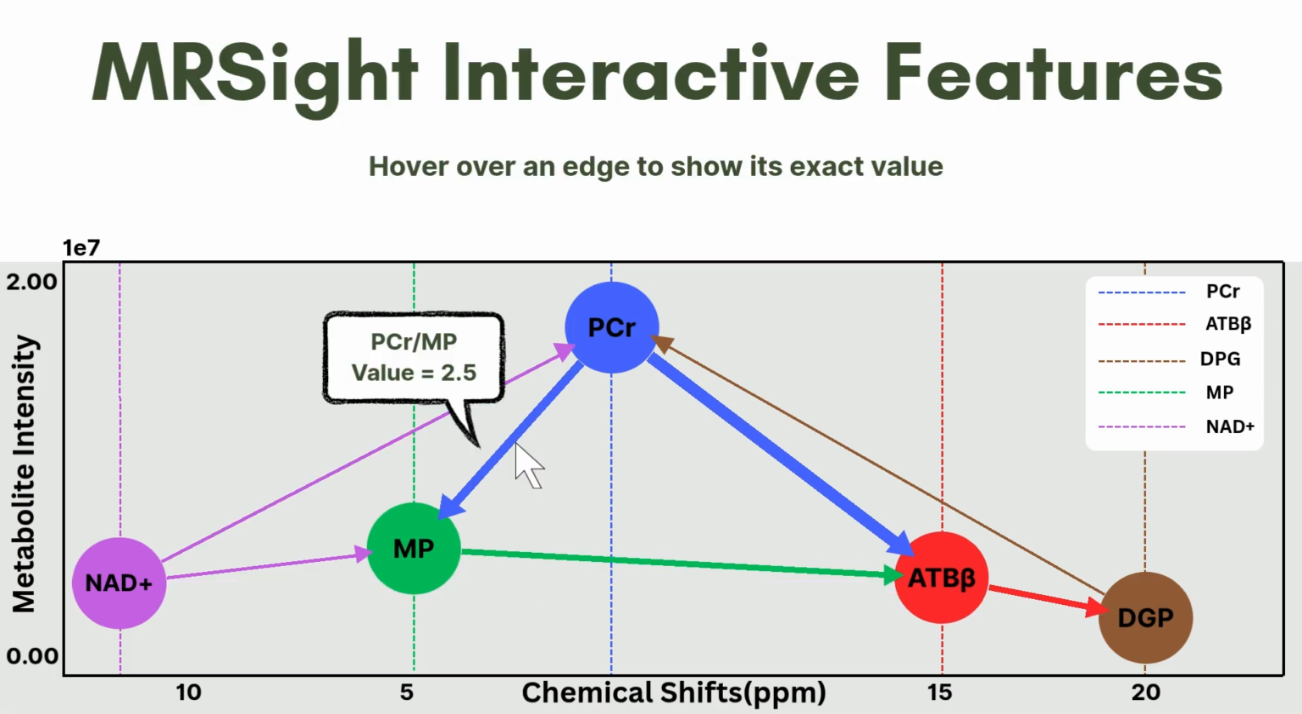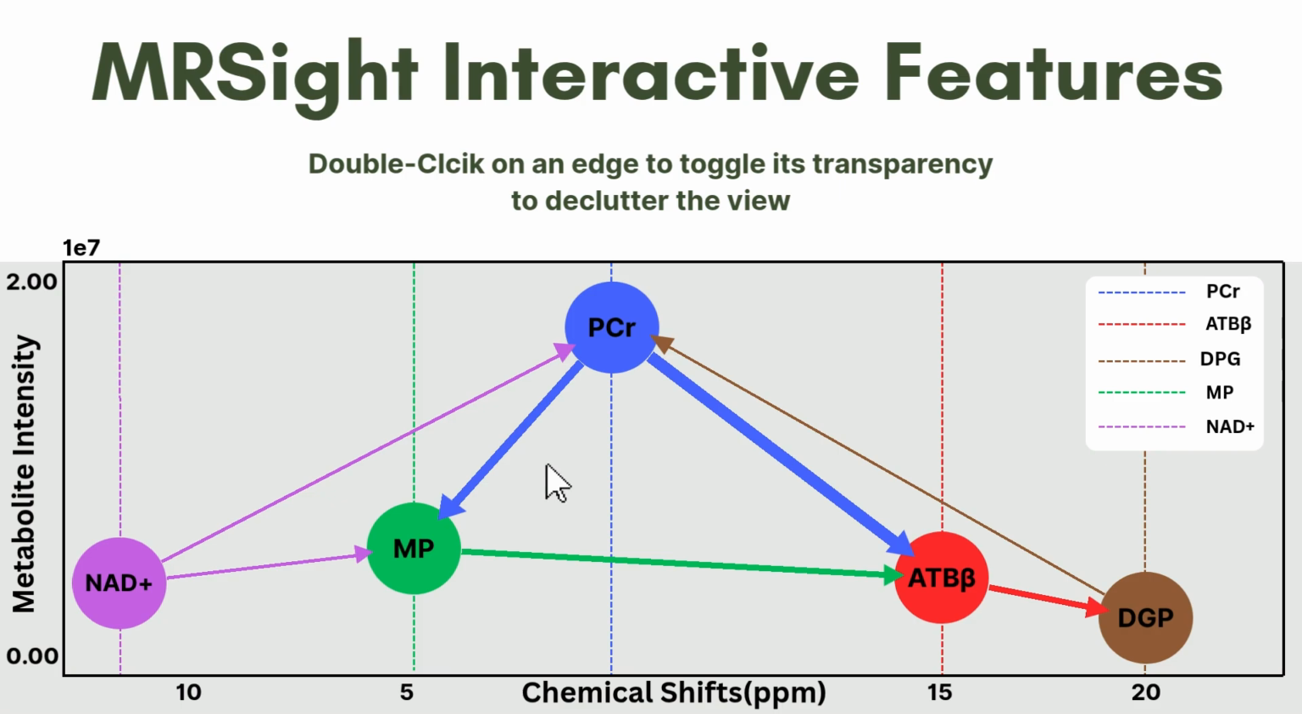MRSight has numerous interactive features that facilitate MRS data exploration. You can hover over an edge to show its direction and exact value. You can also click on it to flip its direction. For instance, PCR over MP becomes MP over PCR, and subsequently, its weight becomes the reciprocal. You can, as well, declutter the view by toggling specific edges' transparency.